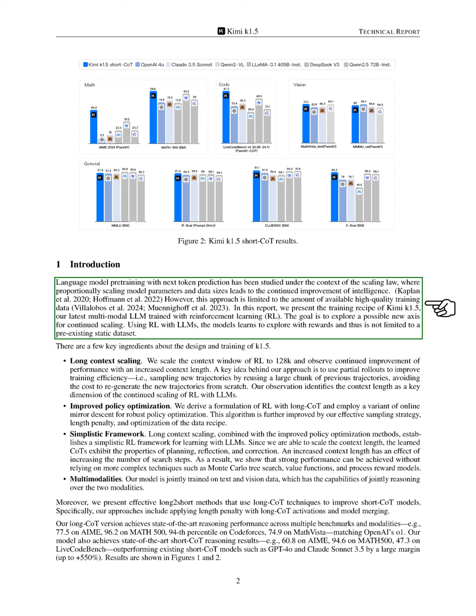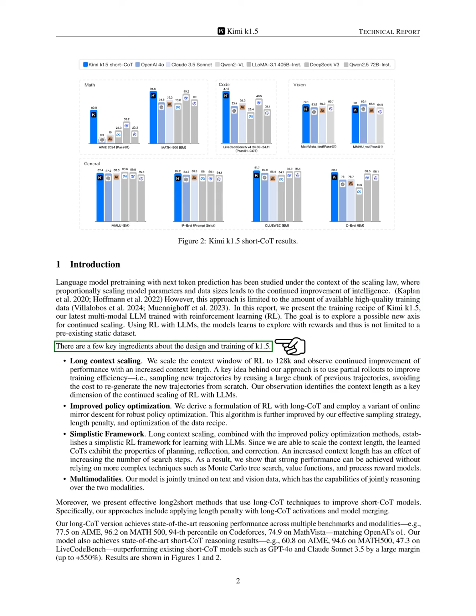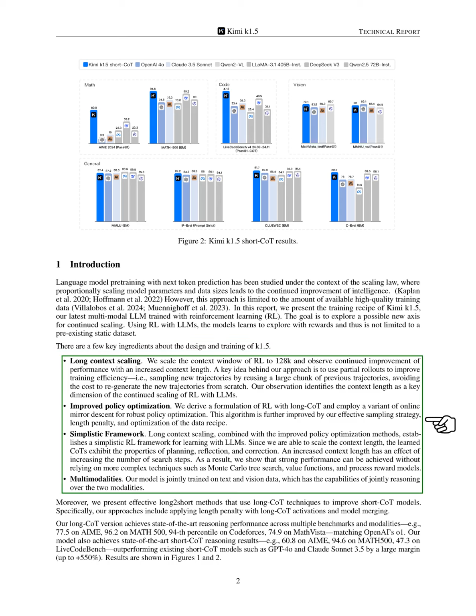to scale effectively. We focus on several key aspects of Kimi k1.5's design and training. First, we scale the context window for RL to 128,000 tokens, which enhances performance as we increase the context length. We utilize partial rollouts to improve training efficiency by reusing previous trajectories, thus saving time and resources. We identify context length as crucial for scaling RL with language models.